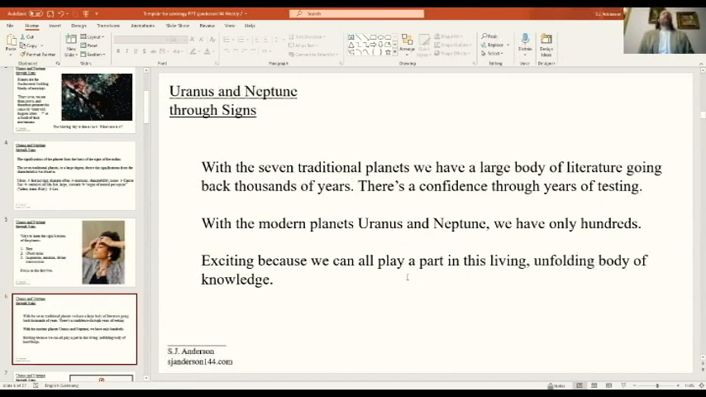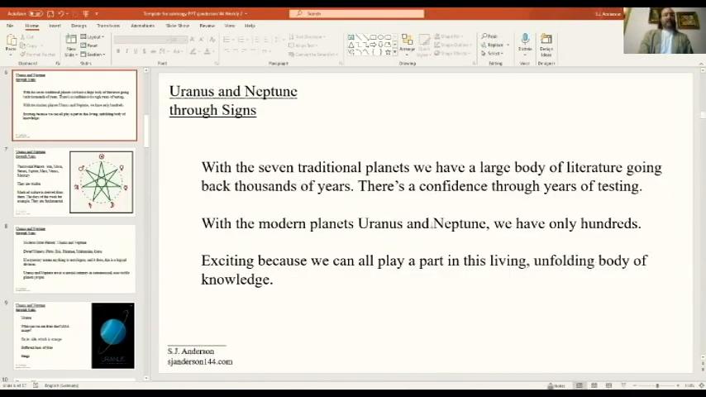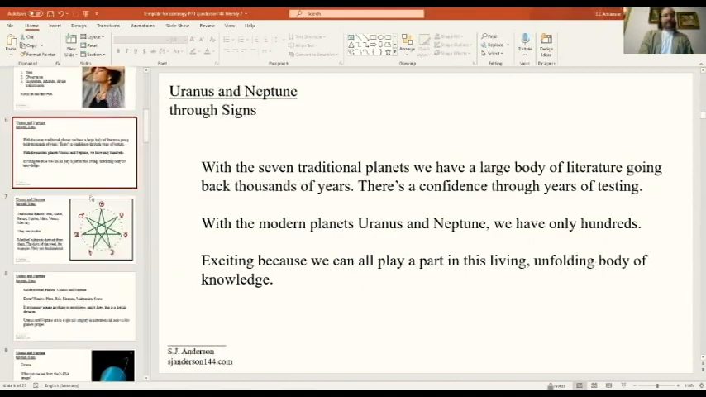It's exciting in a way, but we can still play a role in this living, unfolding body of knowledge, this sort of living tradition. And we're still working with it. So every working astrologer, you, I, people out there listening, you have decades and centuries and millennia really in front of you and in front of us of really figuring out what Uranus and Neptune are and deriving a system or integrating them into the systems that we already have. Okay, so let me see here. Let me come back to that next slide, excuse me, on that.